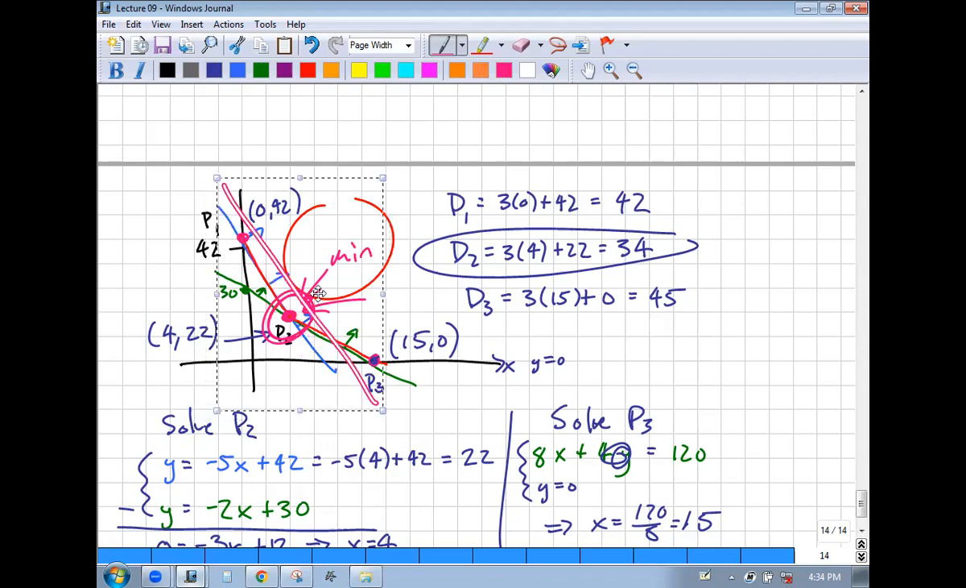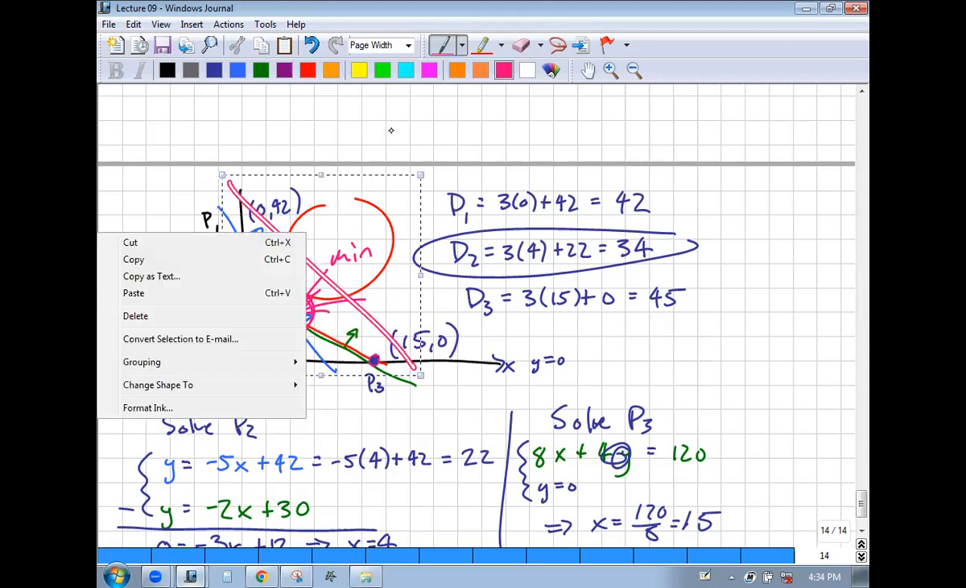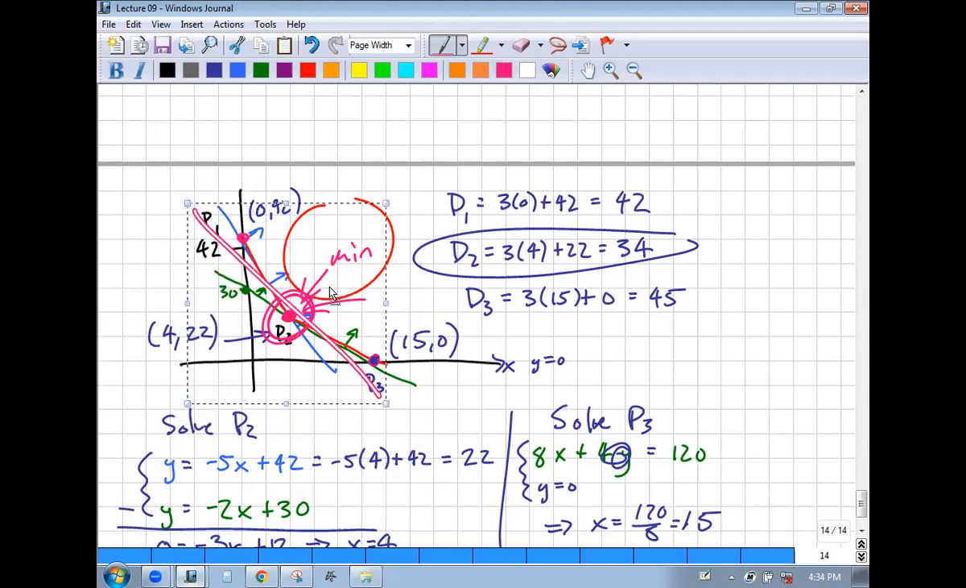It can't be P1, and it can't be P3, obviously. Because if you have a line like that, it has to be just touching our boundary. So that's the one that it would obviously have to be. So we shouldn't really have to check P1 or P3 by intuition. Does that make sense? Okay.